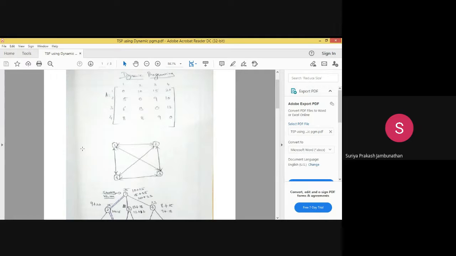So 1 to 2, 2 to 3, 3 to 4 you can reach. In the same way, from 2 you can reach 1, 4 and 3. From 3 you can reach 1, 2 and 4, so 3 to 1, 3 to 2, 3 to 4 are possible. From 4 you can reach 1, 2 and 3. Okay, these are the possible ways we can go.